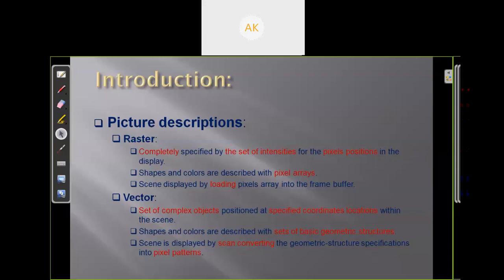How can we plot our picture? Please speak. I'm just asking you, what is the difference between raster and random scan system? Random scan system we also call the vector system.